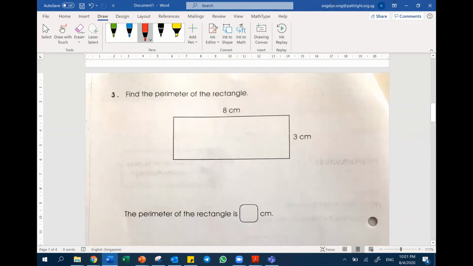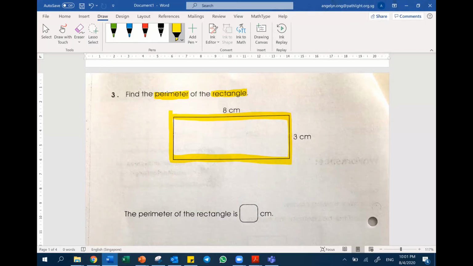Now this is a bit different again. We have to find the perimeter of the rectangle. Now what is the formula for the perimeter of a rectangle? Remember, perimeter is adding up all these sides.